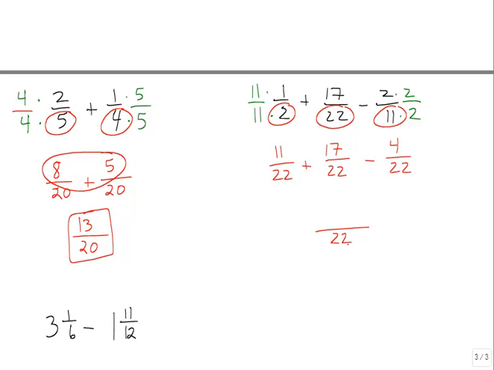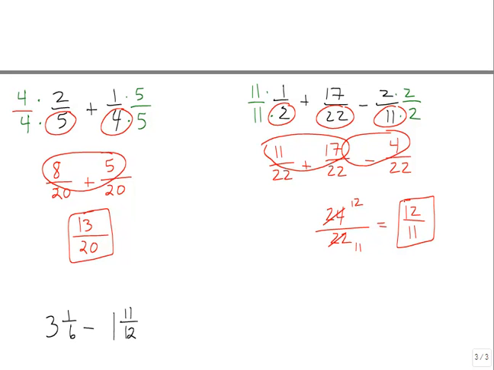So I'm going to keep 22 in the denominator, and now I'm just going to add and subtract going left to right. So 11 plus 17 would be 28, and then 28 minus 4 would be 24. Now is this reduced? 24 over 22? No, you know that it isn't because these are even numbers, so you know at the very least they're both divisible by 2. So let's divide by 2. 24 divided by 2 is going to give me 12, and 22 divided by 2 is going to give me 11. 11 is prime, so nothing else is in common between these two numbers, so this must be reduced.